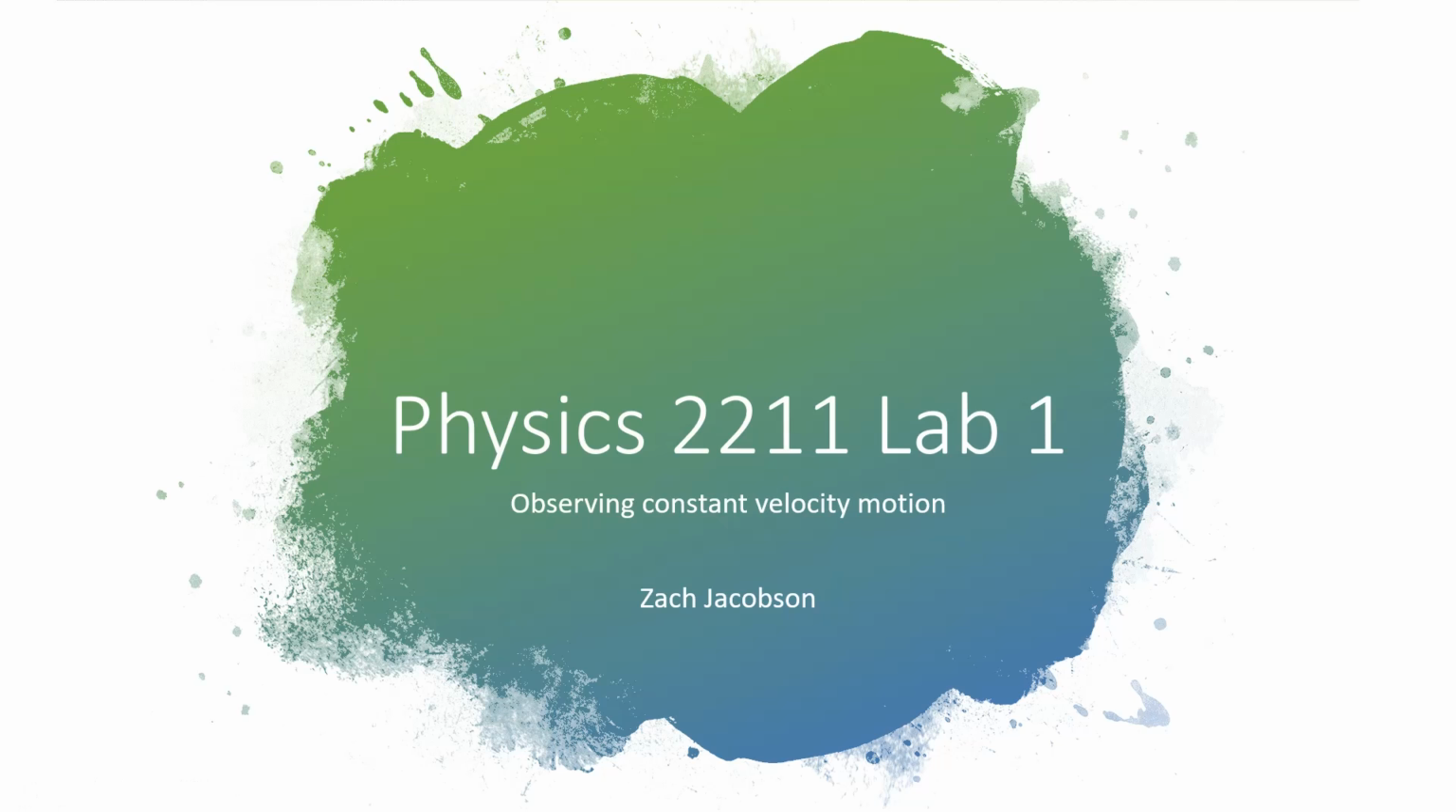This is my report on our Physics 2211 Lab 1, Observing Constant Velocity Motion. For this lab, we had an experimental model where I used a ball rolling across the table, and then a theoretical model using GlowScript and Python.